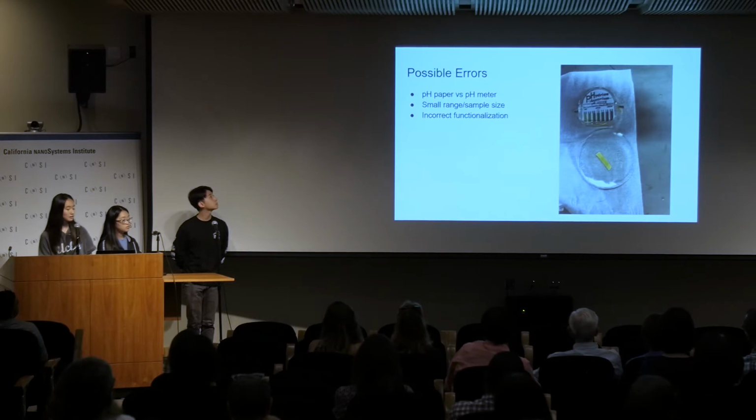So some possible errors that we might have had is pH measurements. Because it took such a long time to filter out the solutions, we only had a small sample size and we were not able to use the pH meter. So we used the pH paper, which might not be as effective. And also when we used the pH meter for one of the solutions, we saw that the numbers we got were kind of different, so that could have been a possible error. Also, we could have incorrect functionalization, but we would not know because we did not test the wettability of the filters.